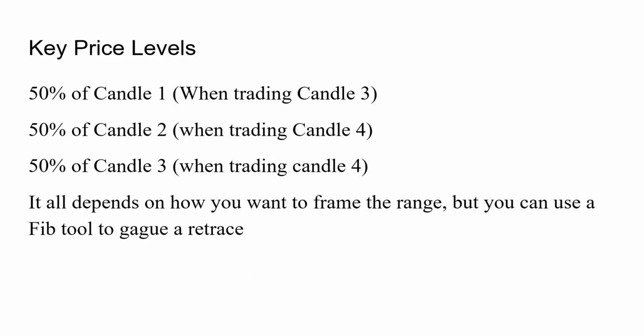So you might be wondering, what are the key price levels? Well, they are as follows. You want to know what the 50% range of candle 1 is when you're trading candle 3, 50% of candle 2 if you're trading candle 4, or also 50% of candle 3 when you're trading candle 4. I'm going to illustrate this for you, though, so just hold tight and I'll show you how this may work. But it all depends on how you want to frame the range.